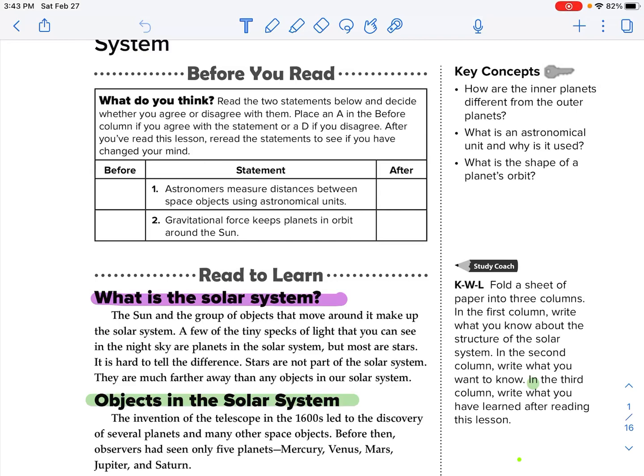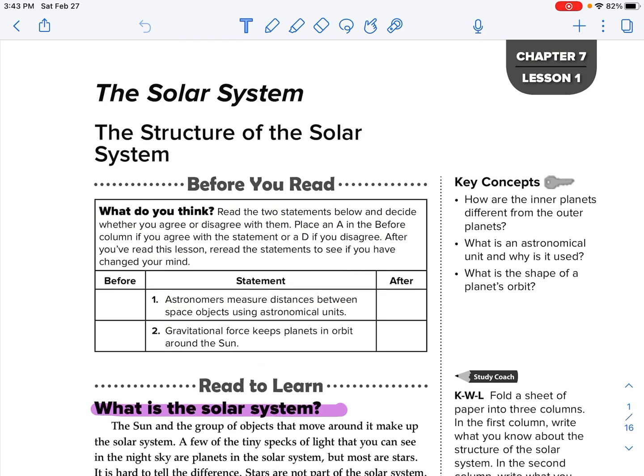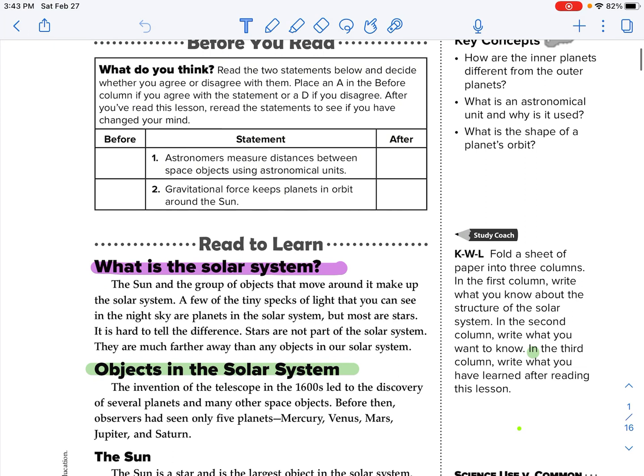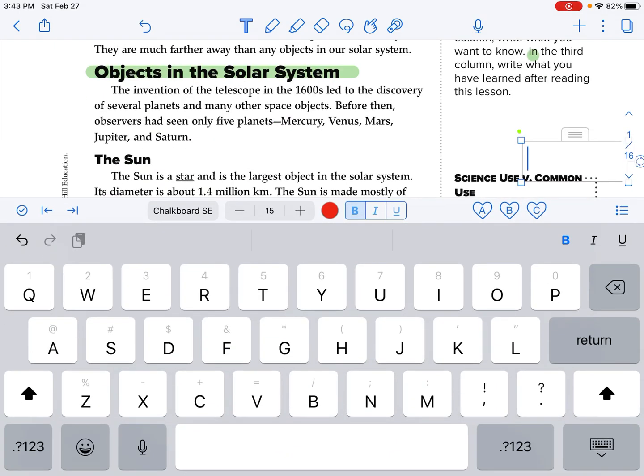Hey guys, let's go ahead and read this first lesson of our brand new chapter, chapter 7, about the solar system. So before we read and fill out our outline notes, let's go ahead and get everything set up. You can see here that our first section is what is the solar system. It's a pretty short one. Highlight that in purple, and then highlight objects in the solar system in green.